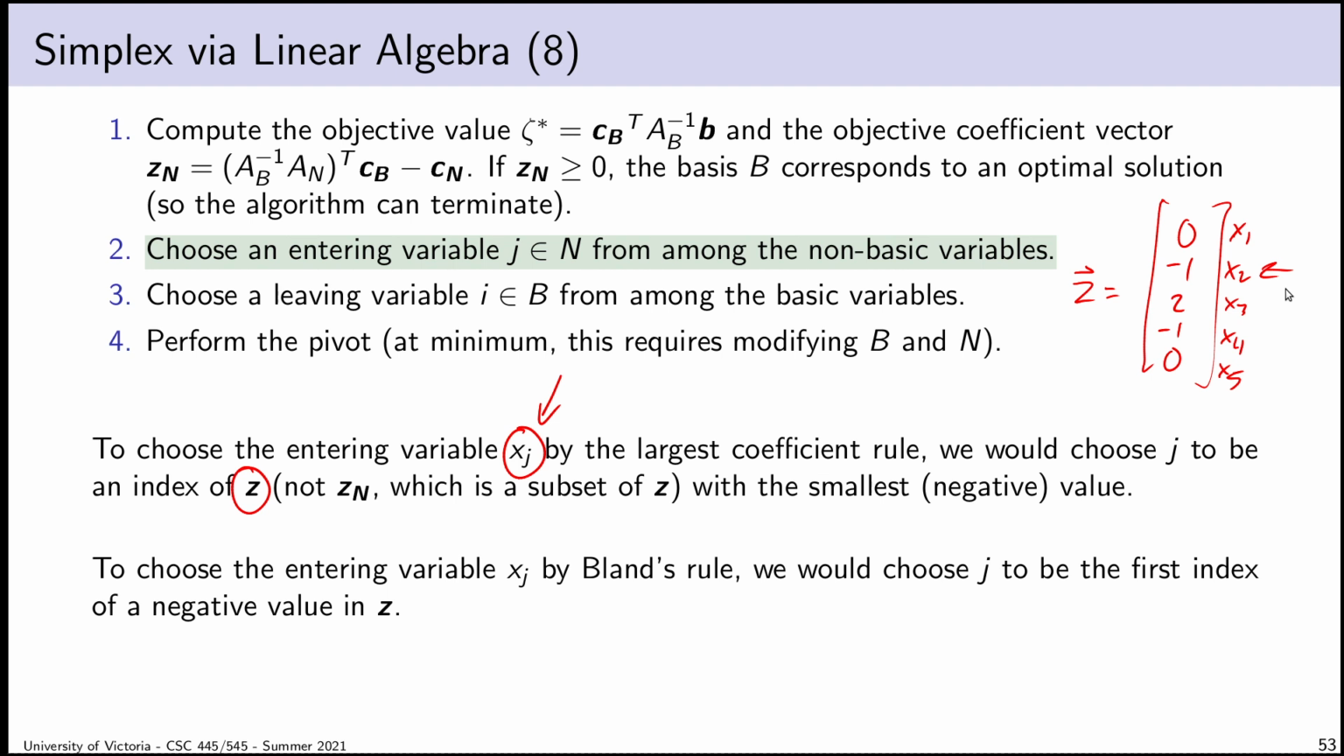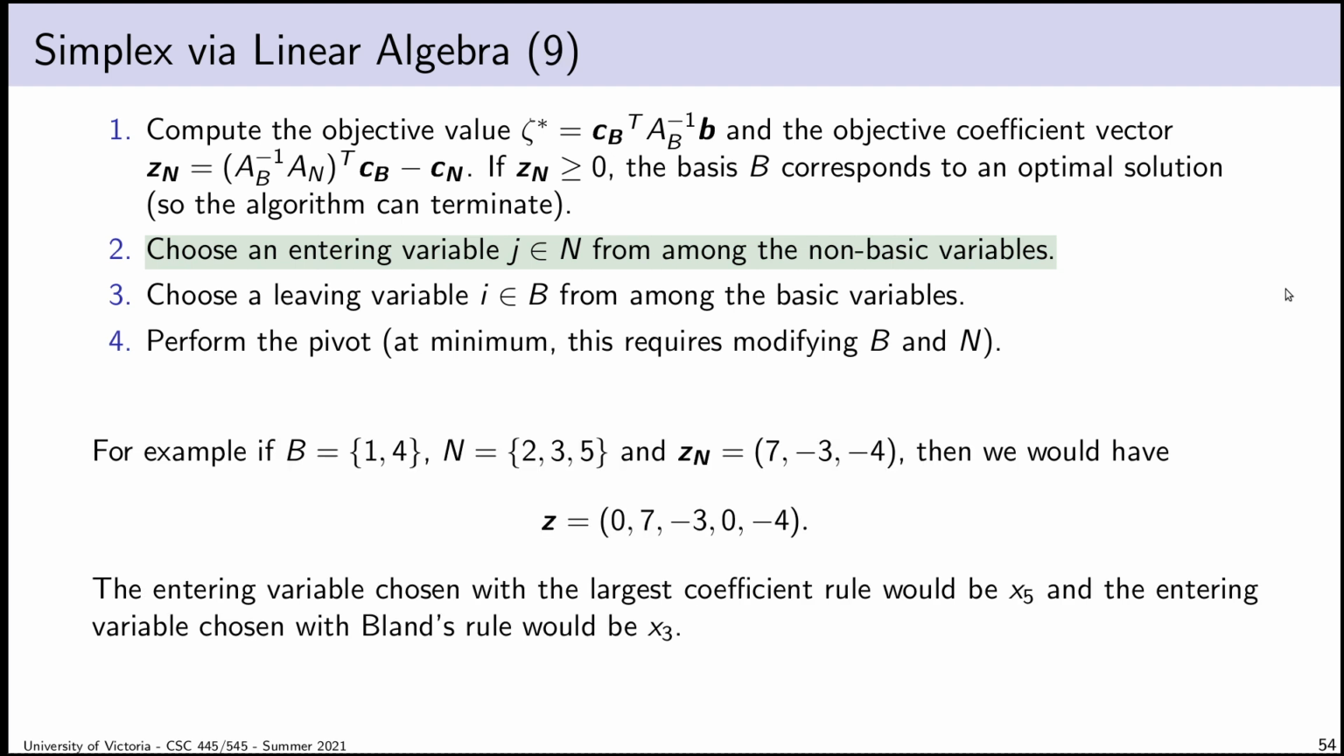So if I chose my entering variable by the largest coefficient rule, I would want to choose the smallest negative value in z, because that would correspond to the largest coefficient once I flip the sign, and then that would become my entering variable. If I were to use Bland's rule, then of course I would just choose the first index in z, because that would be the lowest numbered thing, by the obvious correspondence of indices. So I have a quick example here.